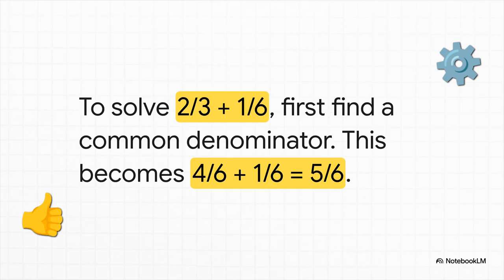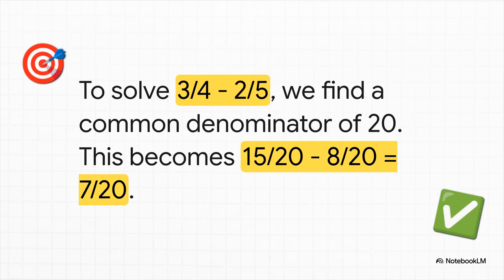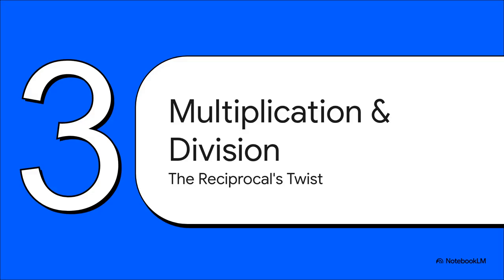So for example, you can't just add 2/3 and 1/6. It won't work. First, you have to turn 2/3 into a fraction that has the same denominator, which is 4/6. Now that they match, you just add the top numbers. 4 plus 1 is 5, and boom, our final answer is 5/6. And it's the exact same logic for subtraction. To solve 3/4 minus 2/5, we need a number that both 4 and 5 go into. 20 works. So we turn them into 15/20 and 8/20, and now we can just subtract the top numbers. 15 minus 8 is 7. Our answer, 7/20.